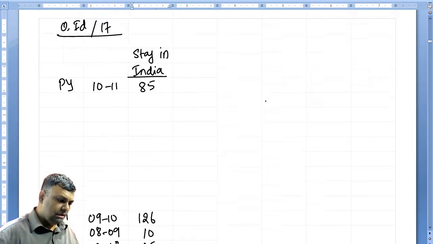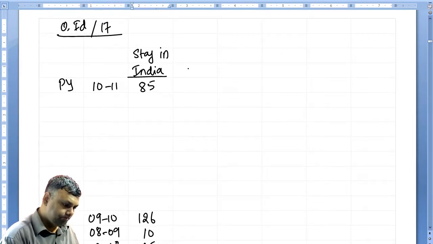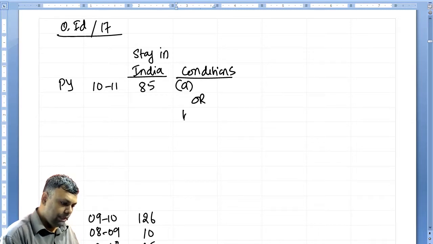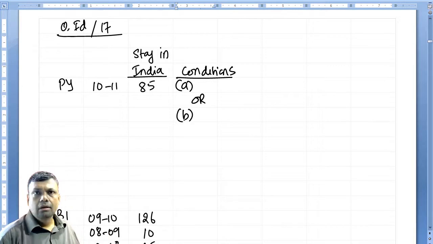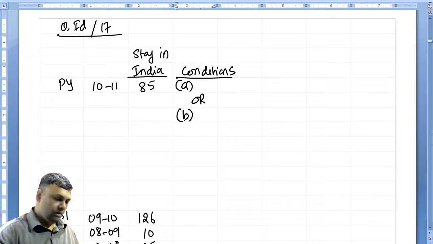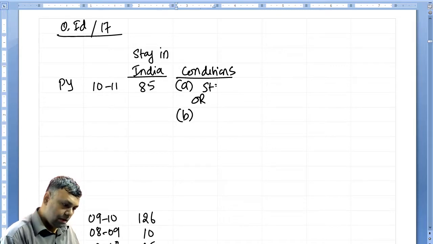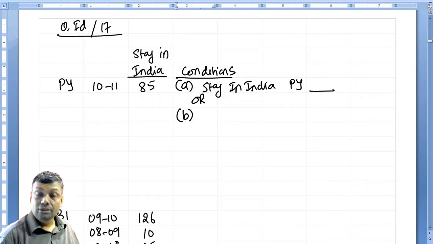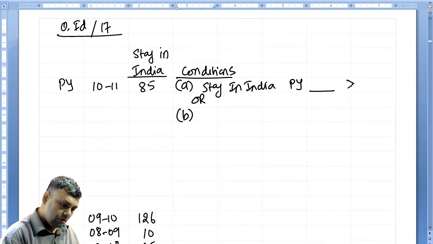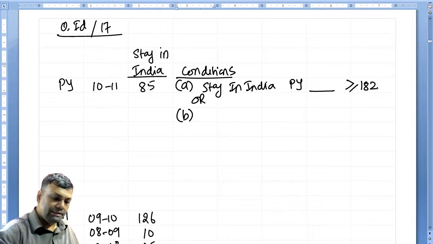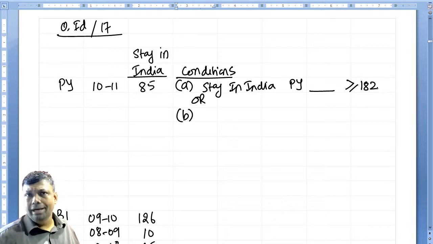Or rather, I will say that these are the conditions: A or B. A: stay in India during the previous year, actual number of days stay, greater than or equal to 182 days. That is a condition, so I have to compare it with the actual.